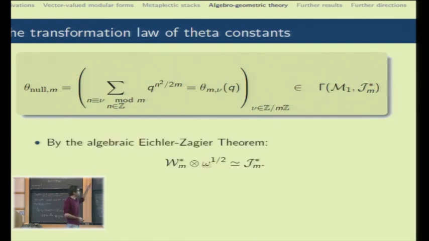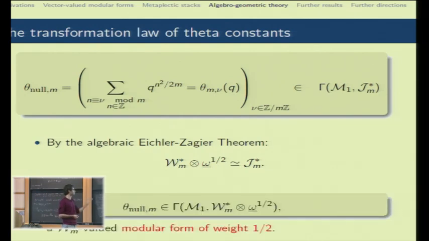Now, by the theorem that I just proved, I call it algebraic Eichler-Zagier because over the analytic base, it really comes down to the Eichler-Zagier theorem comparing Jacobi forms to vector valued modular forms. That's the name that I use for it. But anyway, this version works over essentially any reasonable base scheme. And by dualizing, you get this isomorphism. And what that tells you is, between your J_M dual and the dual of the Weil representation and modular forms of half integral weight.